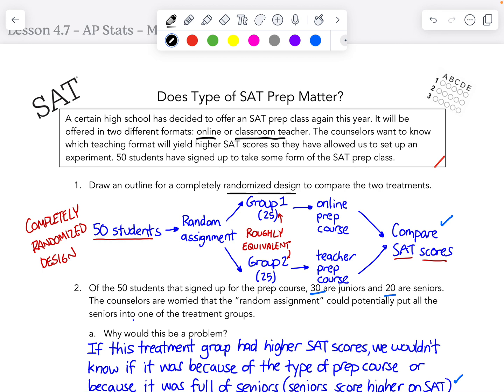And this is pretty straightforward. We just take our 50 students, right? We give a random assignment, a simple heads or tails for each student, or 25 numbers generated for one group and the other, and we split them into two groups. One group has an online prep course, and the other has the teacher prep course. And at the end, we just compare how they did. So this is the arc in total. And for this unit, we want to be able to draw out this step-by-step process.